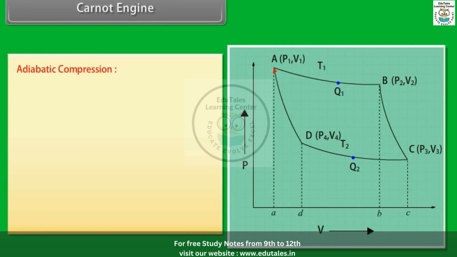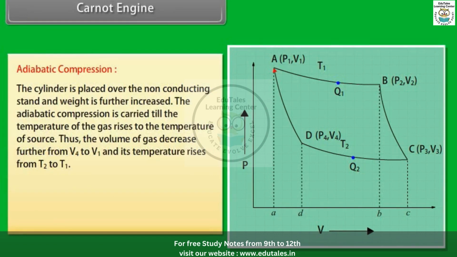Adiabatic compression. The cylinder is placed over the non-conducting stand and weight is further increased. The adiabatic compression is carried till the temperature of the gas rises to the temperature of the source. Thus, the volume of the gas decreases further from V4 to V1 and its temperature rises from T2 to T1. In a Carnot cycle, Q1 by Q2 is equal to T1 by T2.